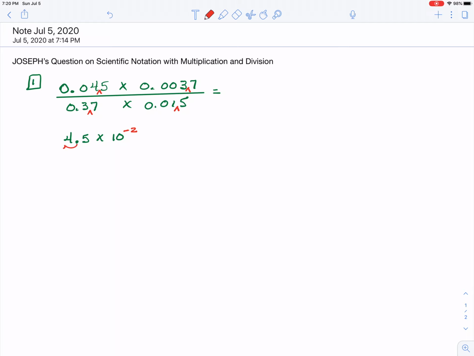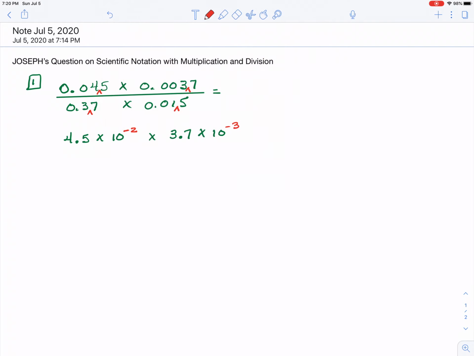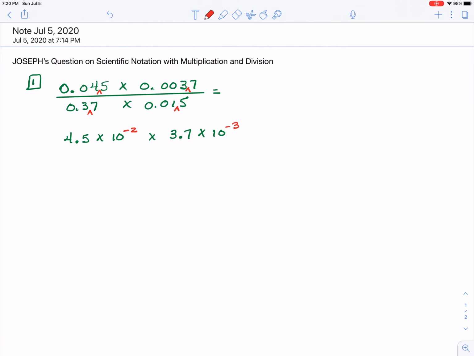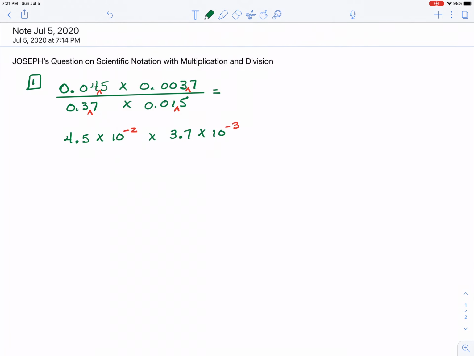Because when I take this back 2 spaces to the left, it will take me back to the original value, 0.045. All right, moving on to the second one. To put it into scientific notation, this is going to be 3.7 multiplied by 10 to the negative third. And again, the reason for that is because you need to move this back 1, 2, 3 places to get back to that original value that we started with, the 0.0037.